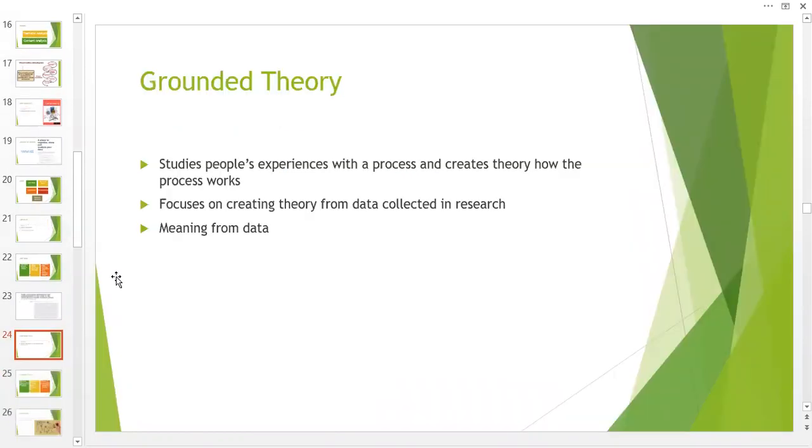The second type is grounded theory. As the name indicates, in grounded theory we want to understand the inside reason for the process. And after understanding the reason behind the process, the researcher creates a theory. Like, it studies people's experiences with the process and creates a theory. This is what is different about grounded theory, like how the process works. It focuses on creating theory from data collected in research, and it generates meaning from the data.